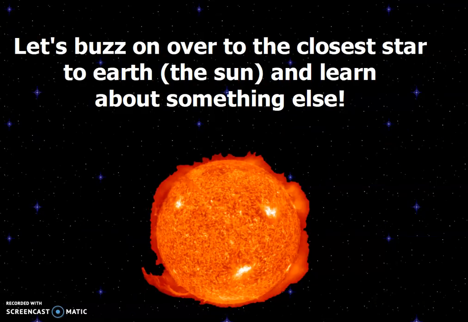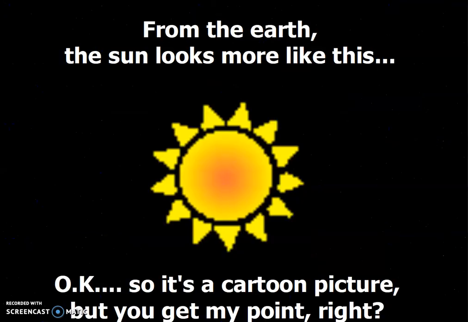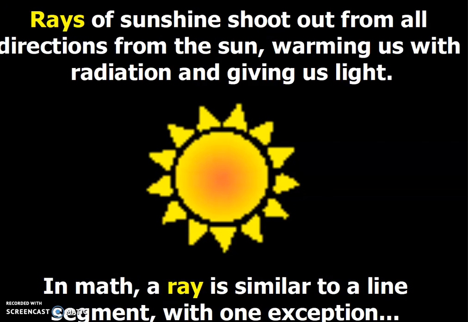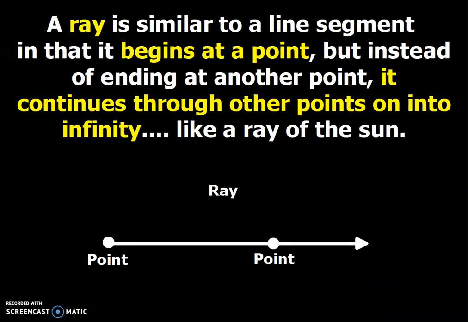Let's buzz on over to the closest star to Earth, the Sun, and learn about something else. From the Earth, the Sun looks more like this. Okay, so it's a cartoon picture, but you get my point, right? Rays of sunshine shoot out from all directions from the Sun, warming us with radiation and giving us light. In math, a ray is similar to a line segment, with one exception. A ray is similar to a line segment in that it begins at a point, so that's the Sun. But instead of ending at another point, it continues through other points on into infinity.